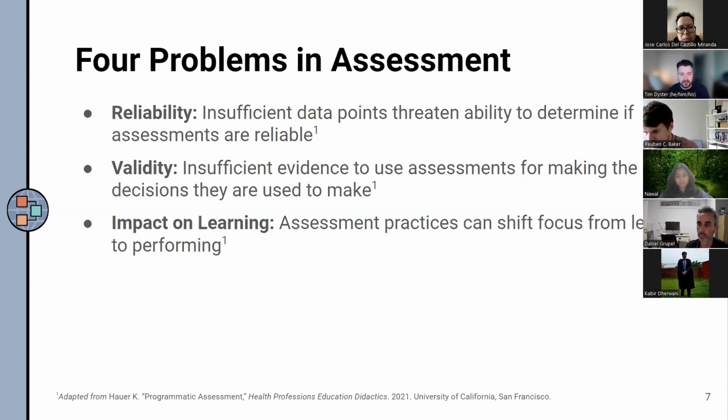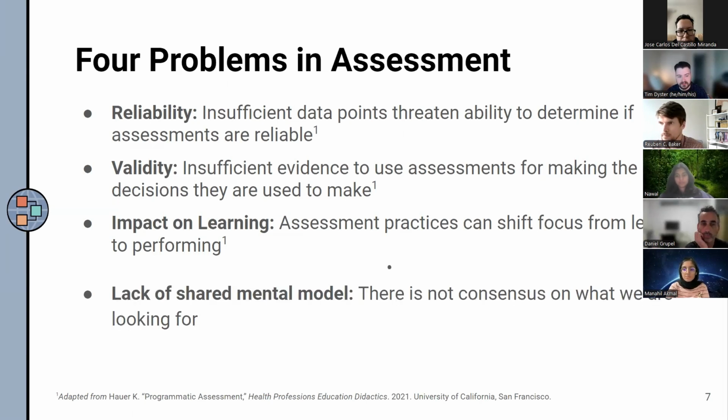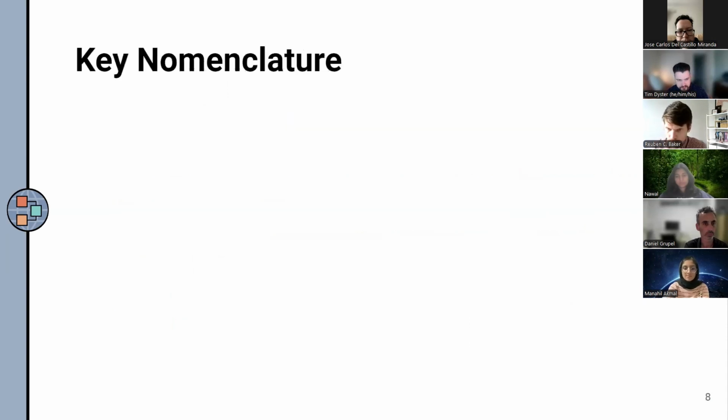The third problem involves how we affect the motivation of students. We can label this the impact on learning. Assessment practices can shift focus from learning to performing. It is not uncommon that when you go to measure something, people's behavior changes in response to the measurement. And then a fourth problem that I would add to this list would be a lack of a shared mental model. There really is not consensus on what we're looking for. We're going to start to talk about that using this idea that there are these competing discourses within medical education.